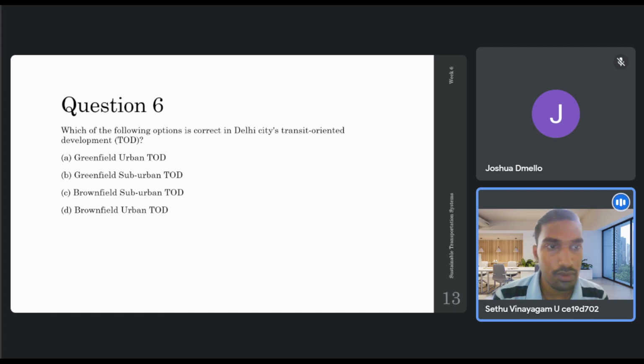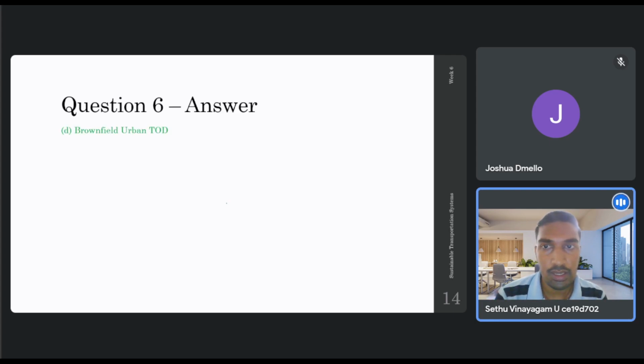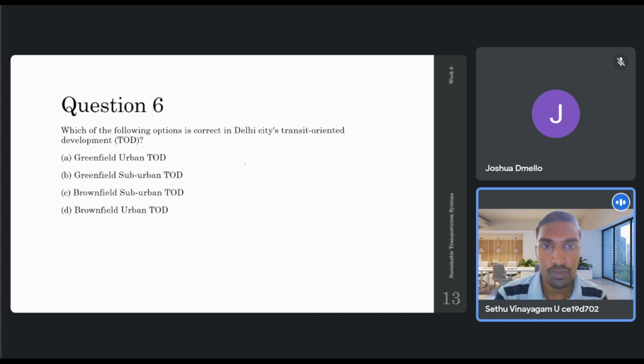Okay, so we have one vote for option D, Brownfield Urban TOD. So the right option is Brownfield Urban TOD, right? We looked at this particular Delhi city's TOD case study, right? In the last week we saw the difference between a brownfield and a greenfield project, right?